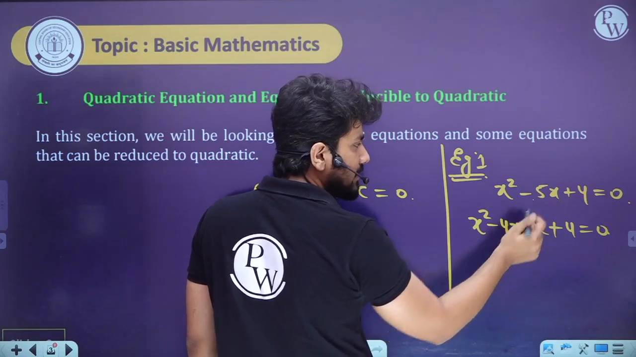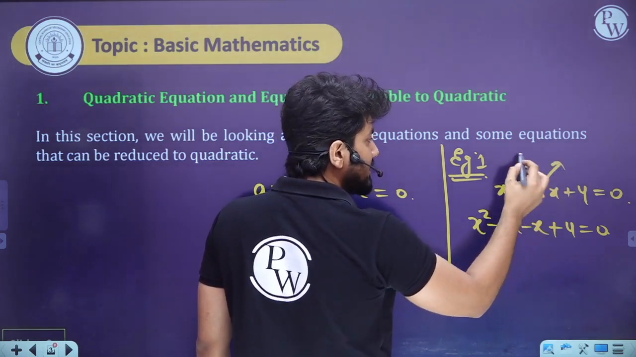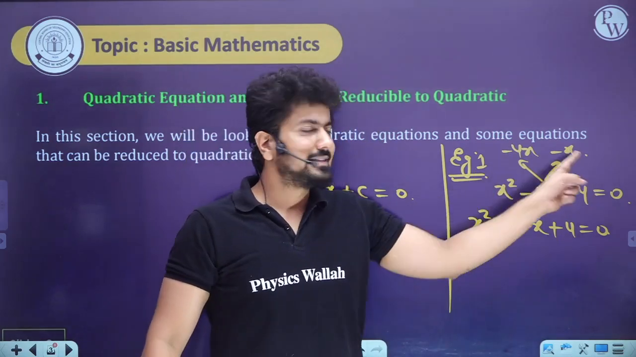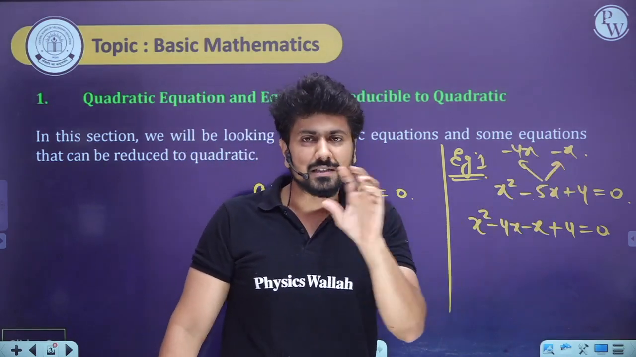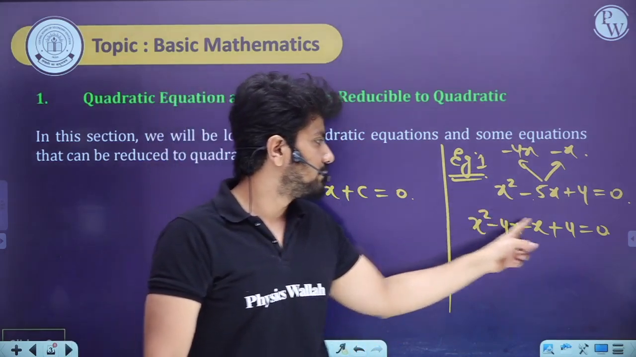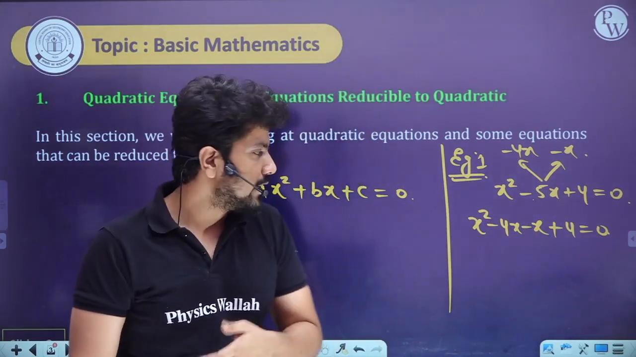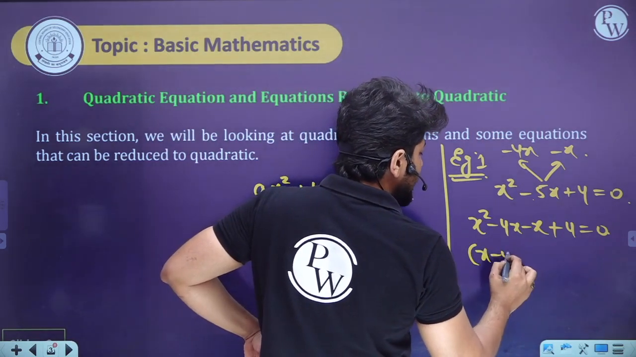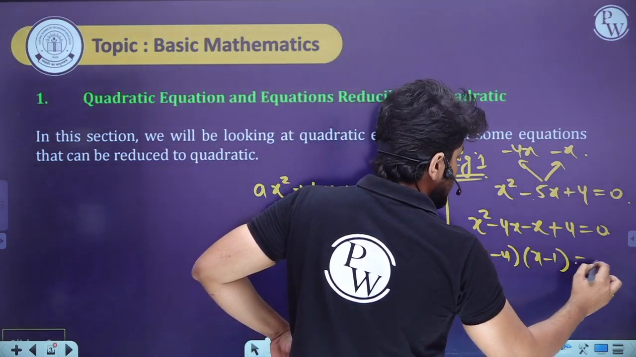Minus 5x will be split into minus 4x minus x, because as you can see, their product, minus 4 and minus 1, is plus 4, and the product of a and c is also plus 4. So this is how we split that. And then we take factors common. We get two factors: x minus 4 into x minus 1 is equal to 0.